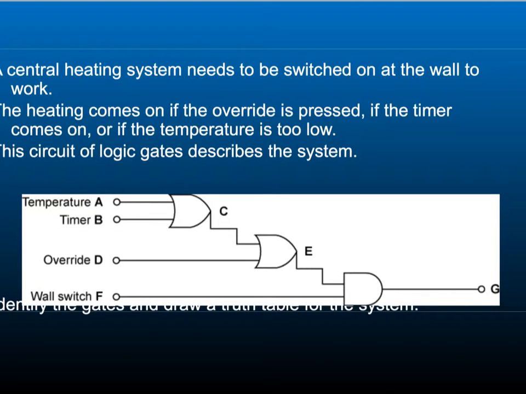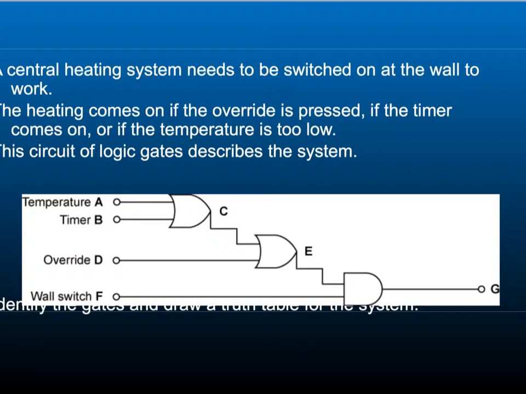So here we have got an OR gate with the temperature and the timer feeding into it. We've got an override here feeding into another OR gate, and we've got the wall switch here which goes into an AND gate. So whatever happens in this situation, it means that the wall switch must also be turned on as well for it to work, because in the AND gate both of the inputs must be high.